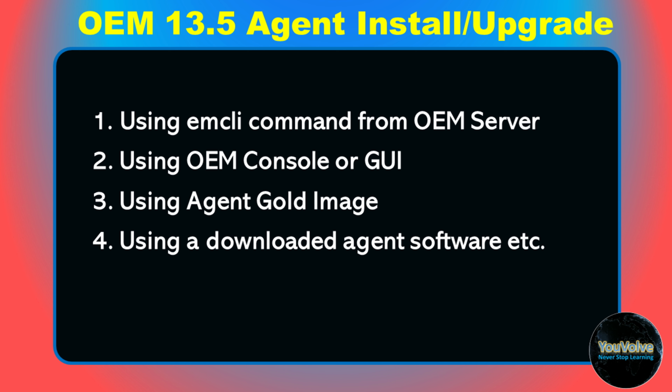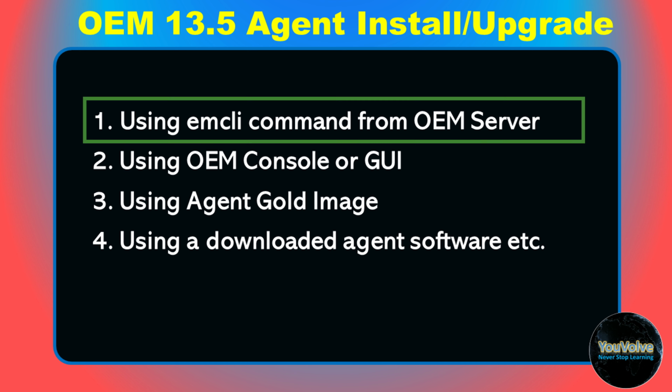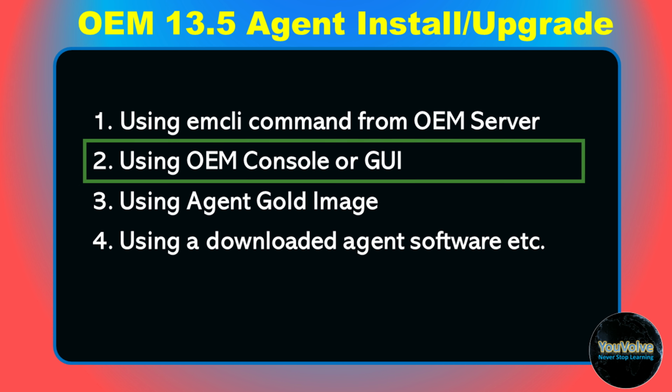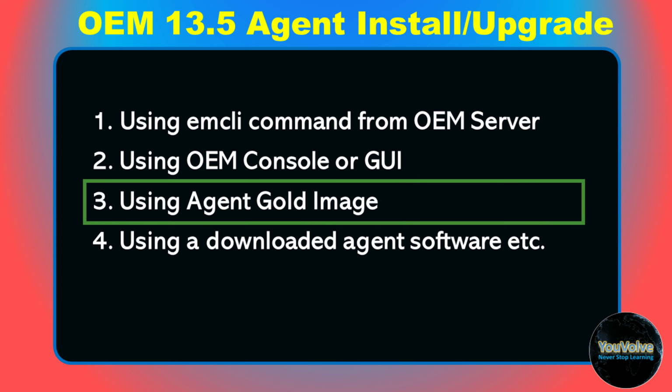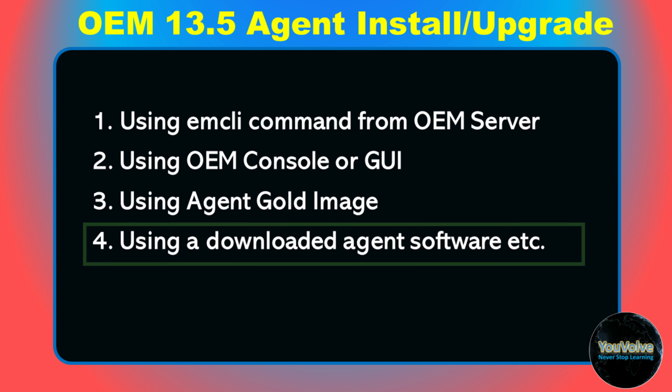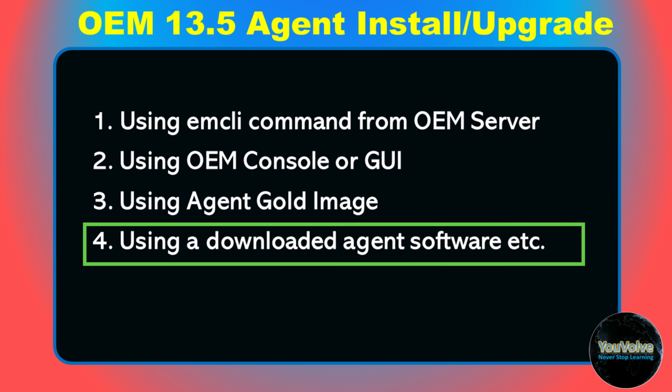So there is more than one method of installing or upgrading an OEM agent. You can initiate it from the OEM server using the emcli command. You can use the OEM GUI to install an agent on a new host. You can use an agent gold image to mass deploy an agent on servers, or use a downloaded copy of the agent software to deploy it on the target servers.